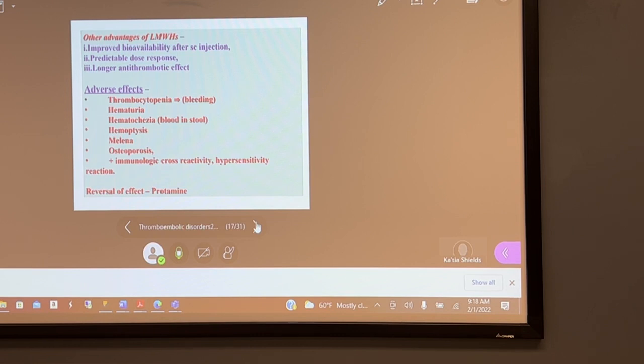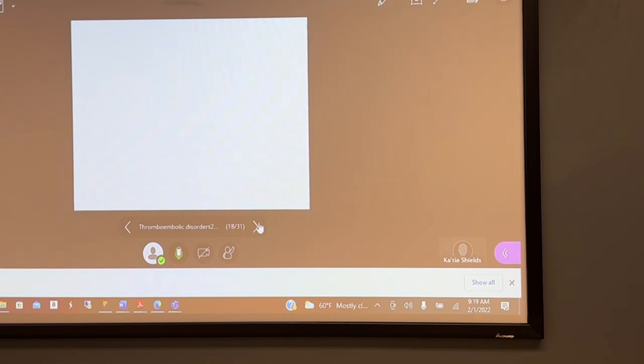And there could be immunologic cross-reactivity and hypersensitivity reaction with heparin sometimes. And when you have to reverse the effect of heparin, protamine is an agent that is useful in reversing it. Because heparin is acidic, protamine is basically alkaline. So you can use the acid-base neutralization concept to take care of an excessive dose of heparin.